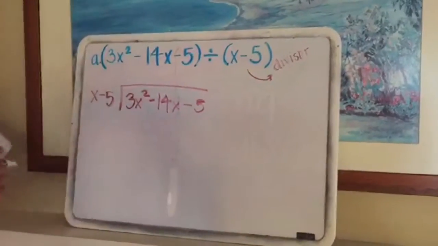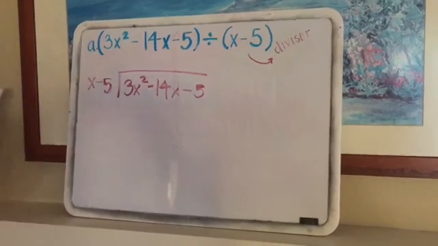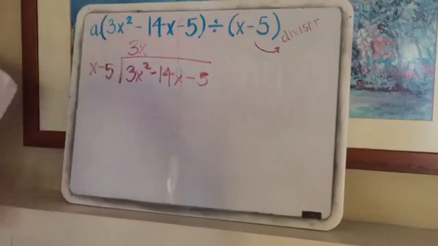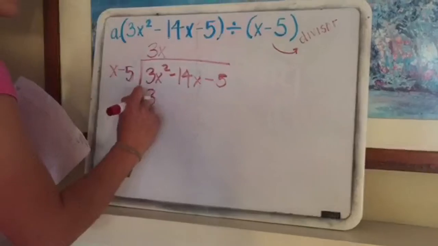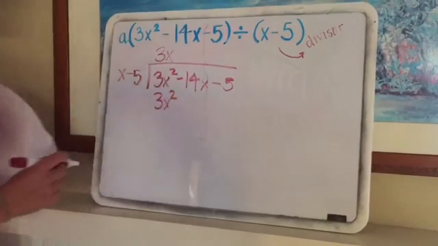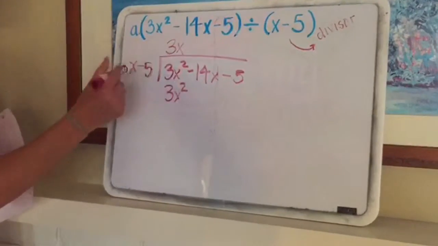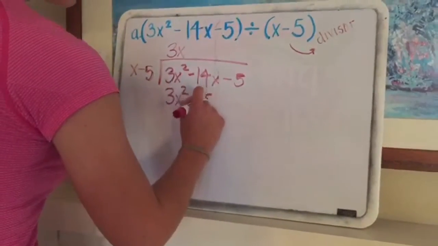So our first step would be to find out which number goes into 3x squared, which would be 3x, which is now in our quotient. So we know that 3x times x is 3x squared. And now that we have 3x here, we can do 3x times negative 5, which is negative 15x.